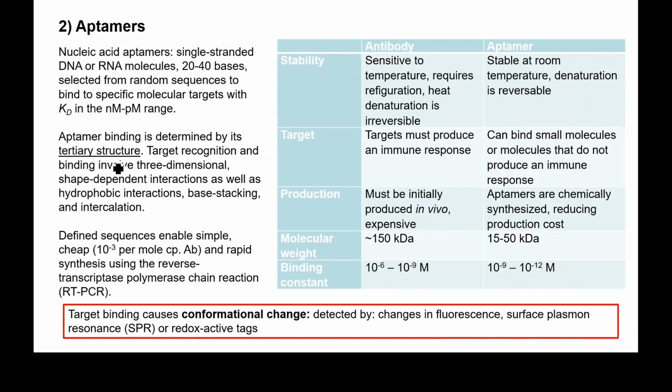And the box here on the left shows how these antibodies are actually made, but we're normally buying these things in. Aptamers are nucleic acid single strands, or sometimes RNA, but typically DNA because it's chemically more stable, of 20 to 40 bases long.